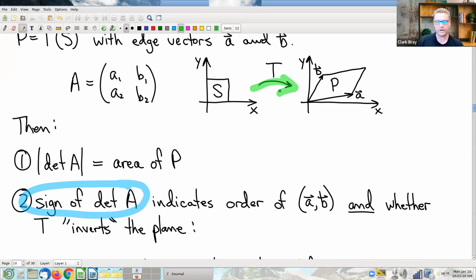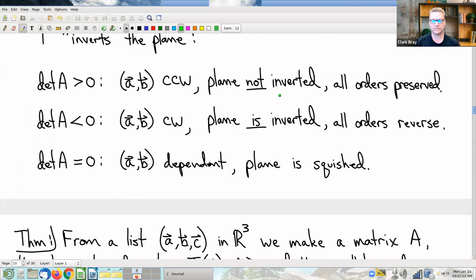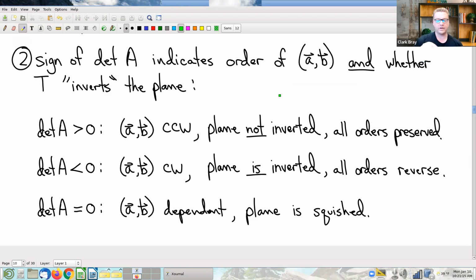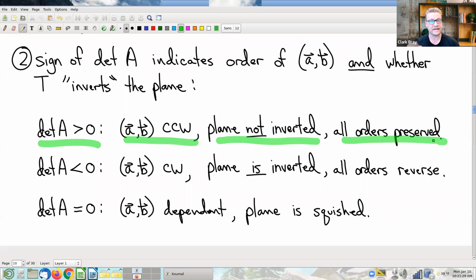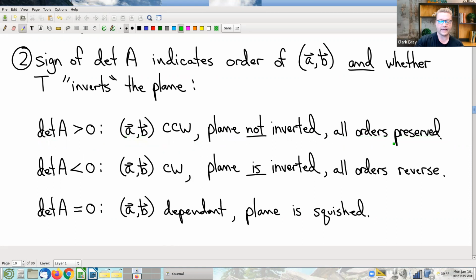Okay, and specifically the way it tells you these things is by way of these rules, and it's just a lot to write down. So positive determinant means that the list is counterclockwise and no inversion happens and all orders are preserved. So determinant positive is kind of the good news. It's kind of the nothing bad happened. Everything's normal. Everything's as would be expected. And on the other hand, if the determinant's negative, it's a clockwise ordering. And the plane is kind of, in some sense, flipped or turned inside out, inverted, however you want to say it. And all orders are reversed.